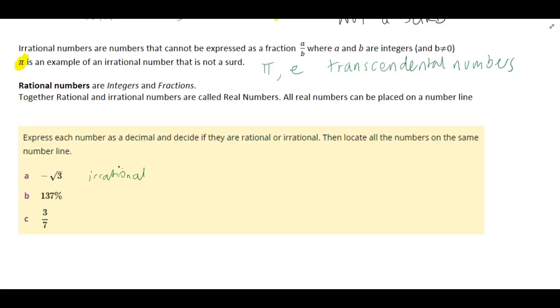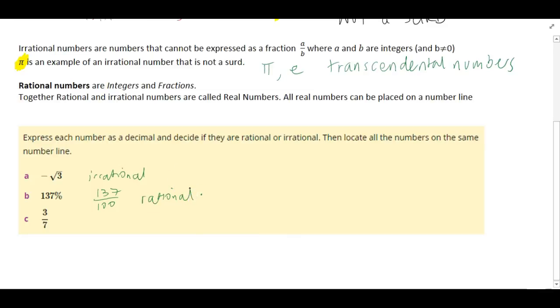Kind of a strange question, but another way to think about it is, can you express that as a fraction of whole numbers? And the answer is yes, because 137% is simply 137 divided by 100. So that's a fraction where the two numbers are integers. That is a rational number.